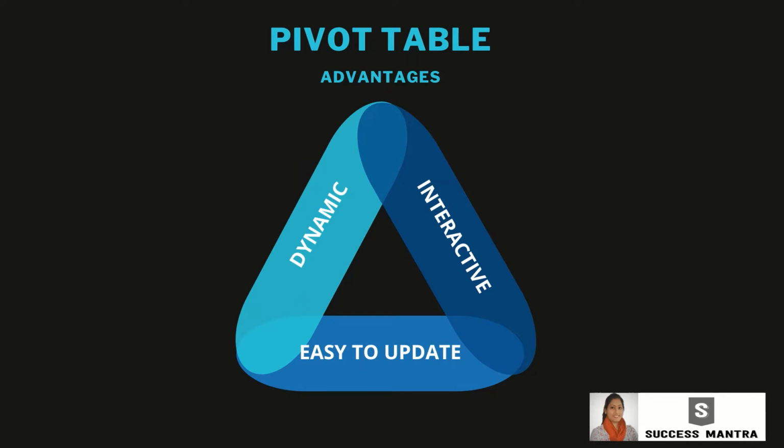Let's see the advantages of using a pivot table. First of all, it is interactive. That is, it easily rearranges the table by moving, adding or deleting fields. The second advantage is that the pivot table is dynamic. That is, the results are automatically recalculated whenever the fields are added or dropped. Moreover, pivot tables are easy to update. That is, it is refreshable if the original worksheet data changes. So these are the three important advantages of using a pivot table.